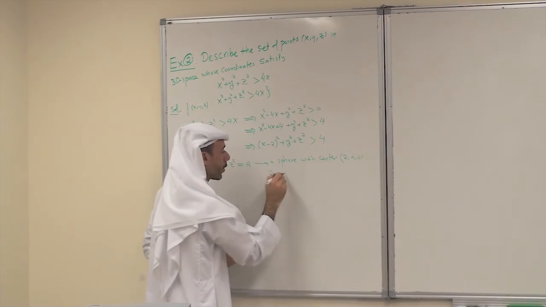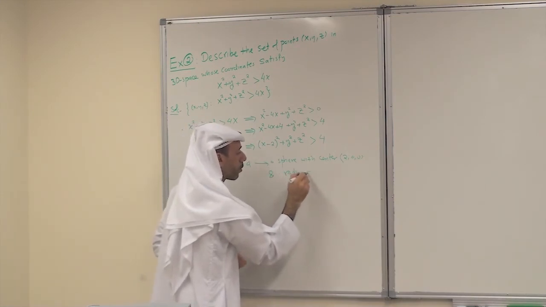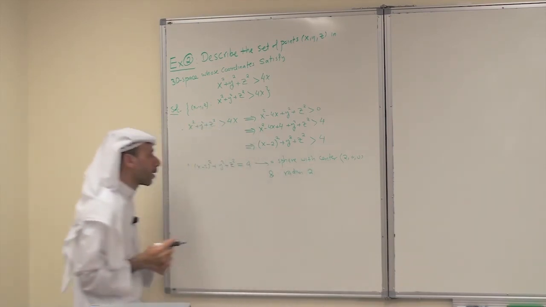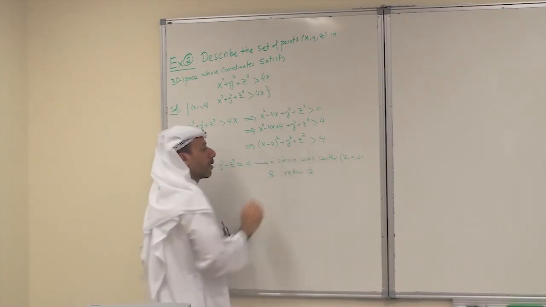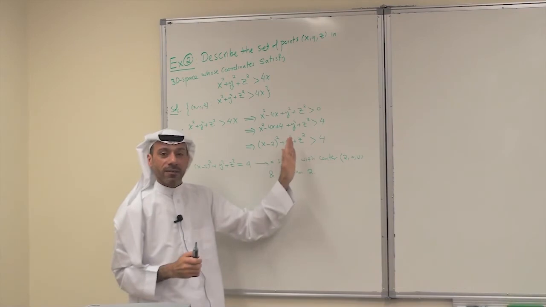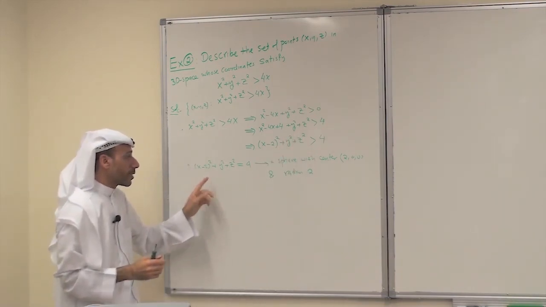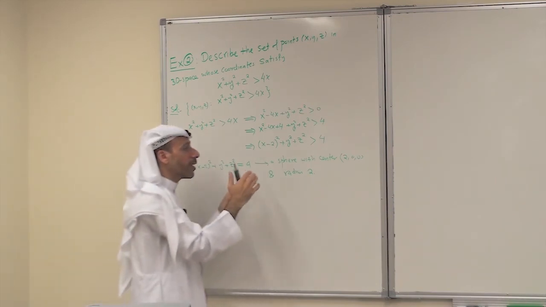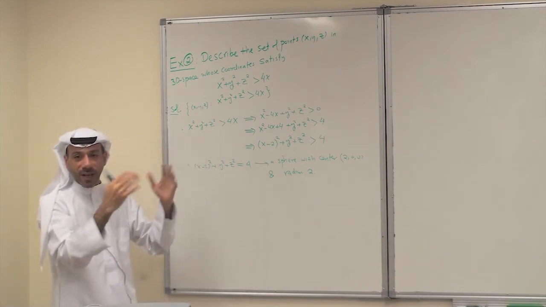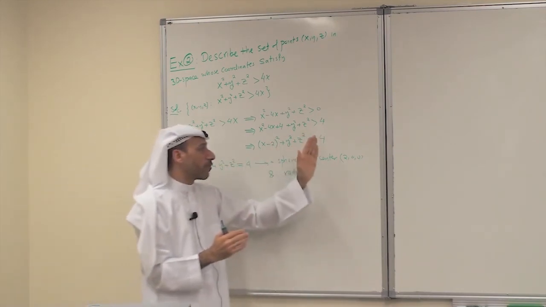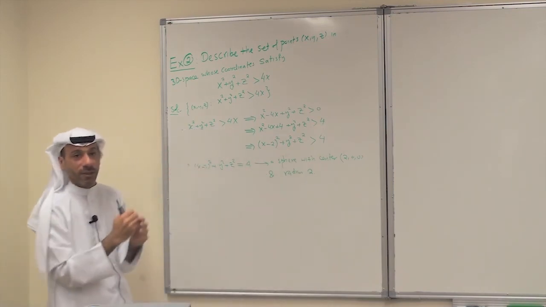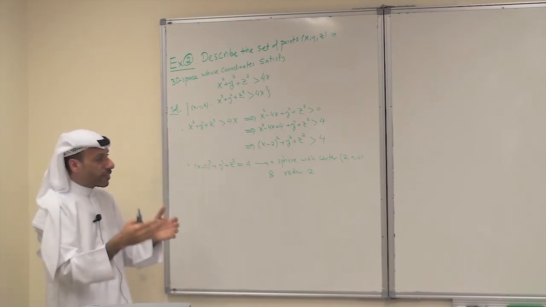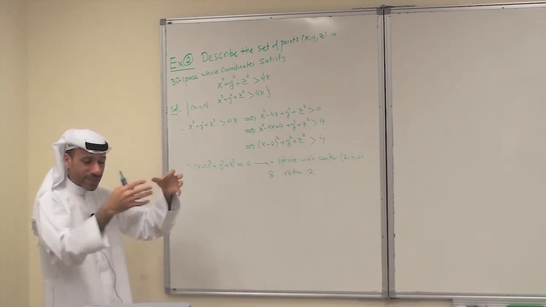Center (2, 0, 0) and radius 2. So this is if it is equal, but here it is greater than 4. In that case, these points will not form a sphere. It will form the points outside the sphere. If it is larger than 4, then we get the points outside the sphere. So if it is equal, I get the sphere. If it is larger, I get outside the sphere. If it is less than, I get the points inside the sphere.